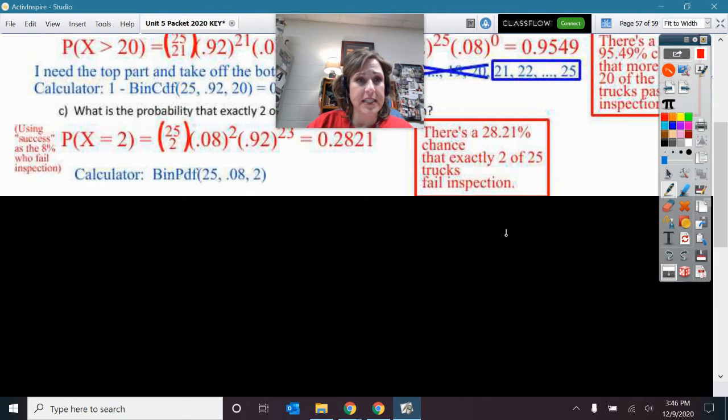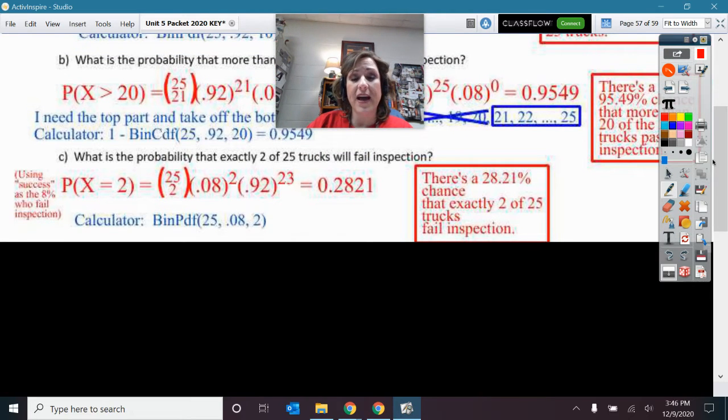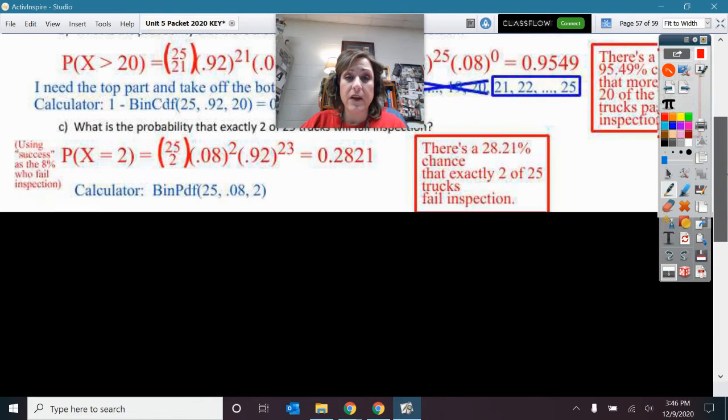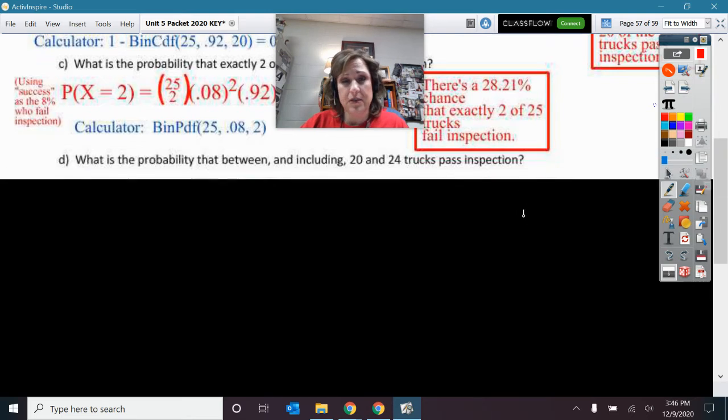Here I have exactly 2 of the 25 fail. So my success is 0.08 failing. Okay, so I'm going to use that success as 0.08. So I have 2 of the 0.08s and 23 of the 0.92s, and I do PDF for exactly that, 28%. So that's not unusual either.